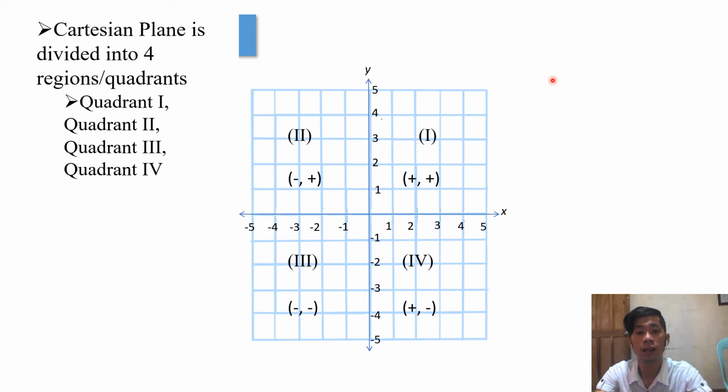Again, the Cartesian plane is divided into four quadrants. Quadrant 1, quadrant 2, quadrant 3, quadrant 4. In quadrant 1, x-coordinate is always positive and y-coordinate is positive also. For the second quadrant, x is negative, y is positive. For quadrant 3, x is negative, y is negative. And for quadrant 4, x is positive and y is negative.